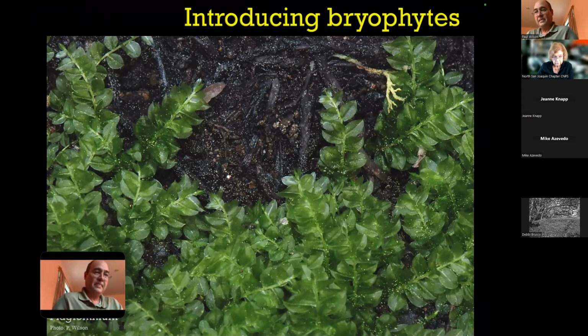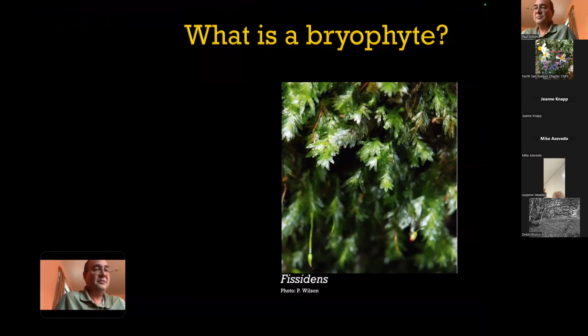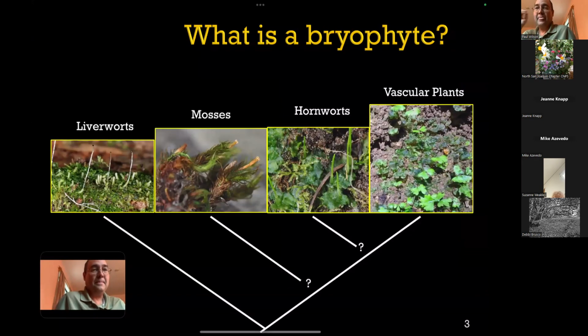So this is a basic introduction to bryophytes, and we'll just start with, like, what is a bryophyte? It's a kind of strange grouping, maybe, but they're cute little plants that have a great deal of organization, and they collect sunlight and turn it into more plant. Here's the way I think about it.